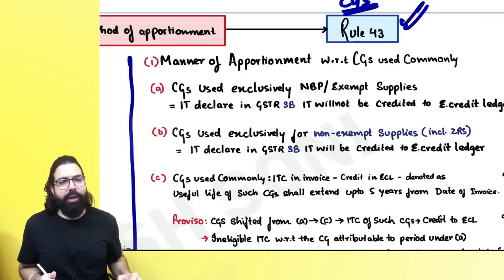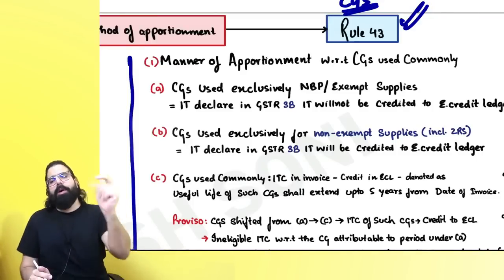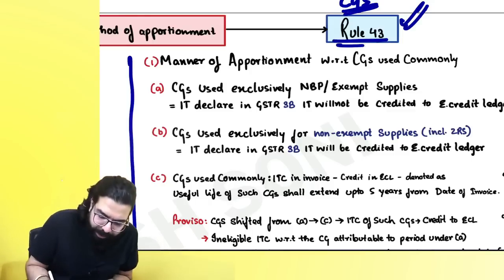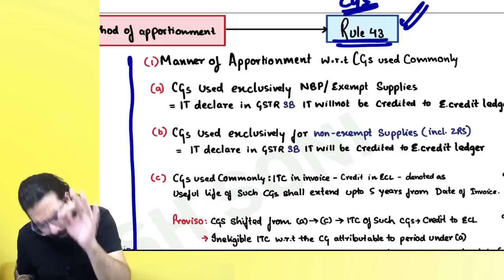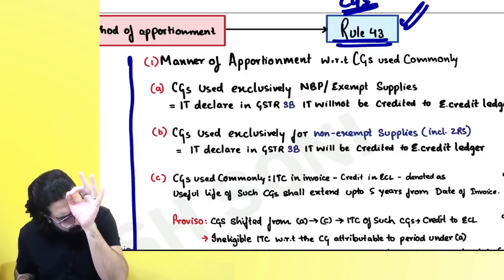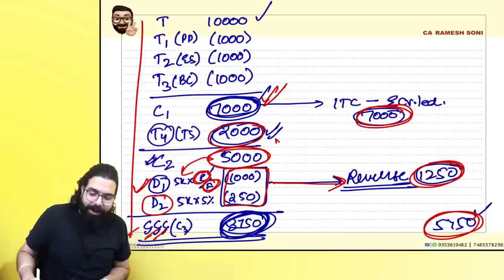Now, the next rule is rule number 43. Everyone, rule number 43 is talking about capital goods. Everyone, the apportionment of capital goods is being spoken about by rule number 43. I will go ahead and teach you quickly.